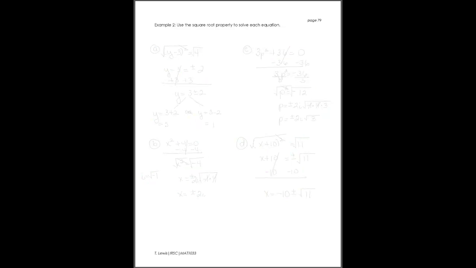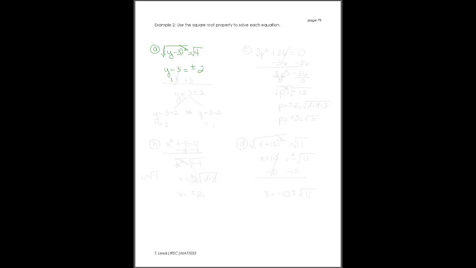Example 2a. We have here the quantity of y minus 3 squared is equal to 4. To solve, we're going to take the square root to both sides, and we have y minus 3 is equal to plus or minus. Now we're going to take the square root of 4, and that is 2.